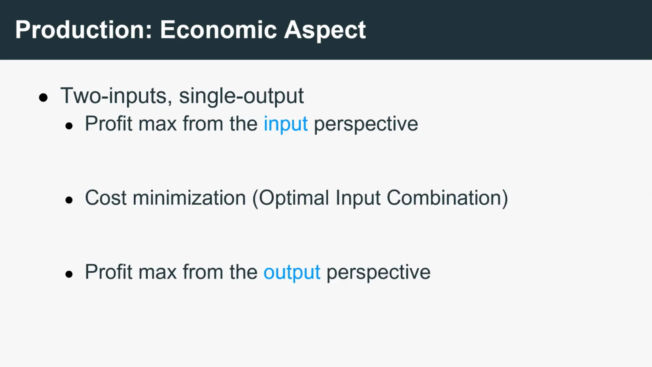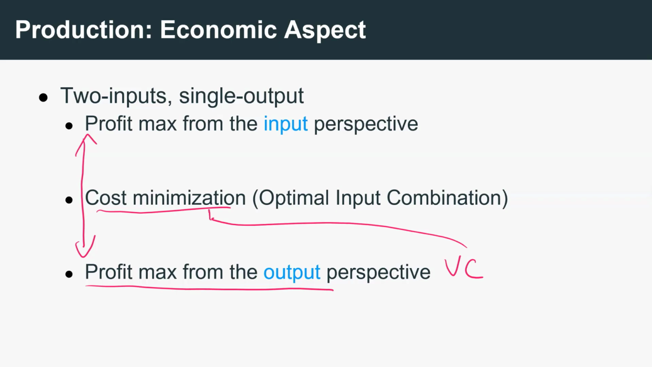So when there's 2 inputs, single output, we did both profit max from the input and output perspective, and we mentioned that there's a duality relationship between those 2, which is linked by the cost minimization problem in between. So if we want to do a profit max from the output perspective, the variable cost is actually derived from the cost minimization problem. So when we're doing profit max from the output, it's actually first cost minimization for each level of output, and then after that, we're choosing the optimal output level.